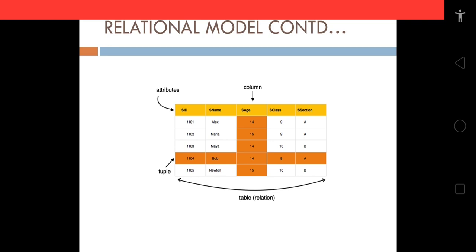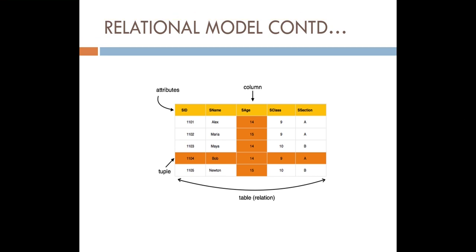So this is one example of relational model. Here we can see the different rows in the relational model is known as tuples. Each column associated with the table is known as attribute or field and the total table is known as relation.